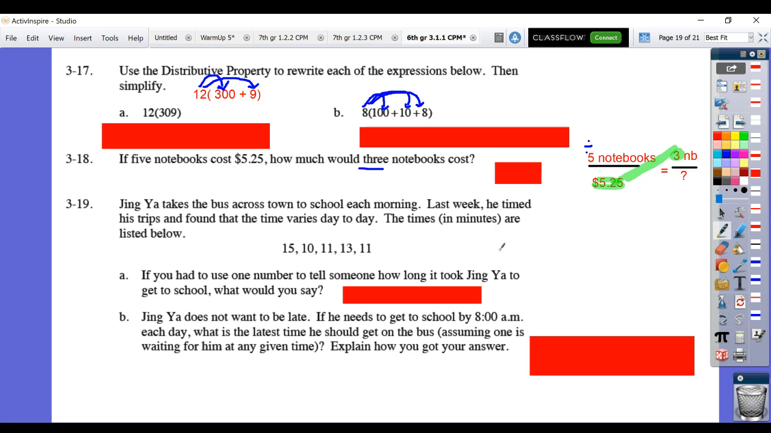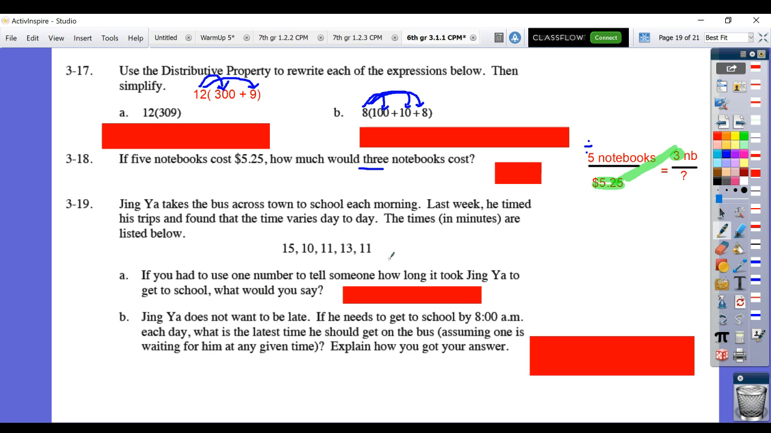For 319, Jinya takes the bus across town to school each day. Last week he timed his trips and found that the time varies from day to day. So these were the times it took him to get to school. If you had to use one number to tell him how long it took him to get to school, what would you say? So looking at this data, what would seem like a reasonable number that you would use to explain to someone how long it typically takes them to get to school?